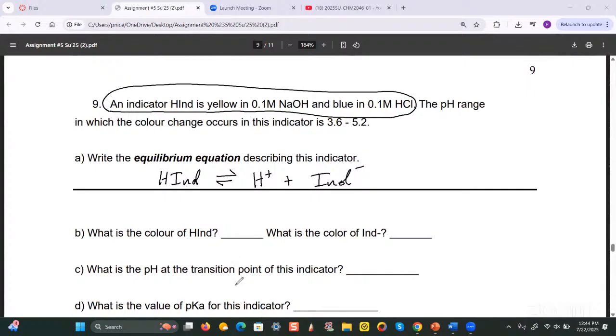If the indicator is yellow in sodium hydroxide and blue in hydrochloric acid, then what do you think the color of the undissociated molecule is? Okay, somebody answered online. Blue is correct. Who said that? Who said blue? Oh, Miss Richardson said blue. Okay, and that is correct. So this is blue, which means that this is what?